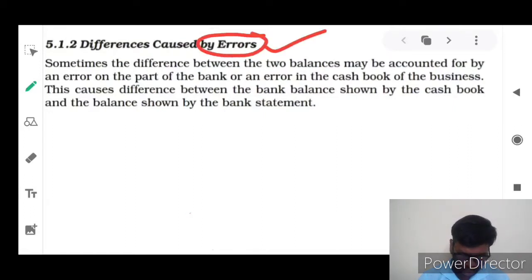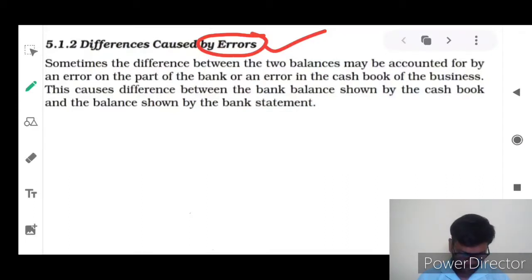In our previous video we discussed very clearly about the timing differences. Because of timing differences, our bank passbook information and cash book bank column information will not tally. That is the base to prepare the bank reconciliation statement. That is what we discussed in our previous video. If you failed to watch the previous video, you should watch it and come to this video. If you are watching this video directly, you may not understand.